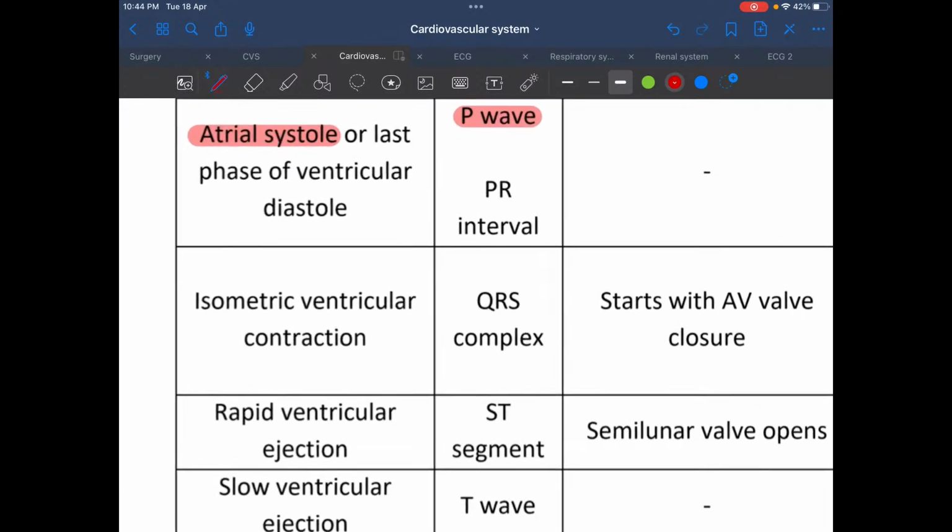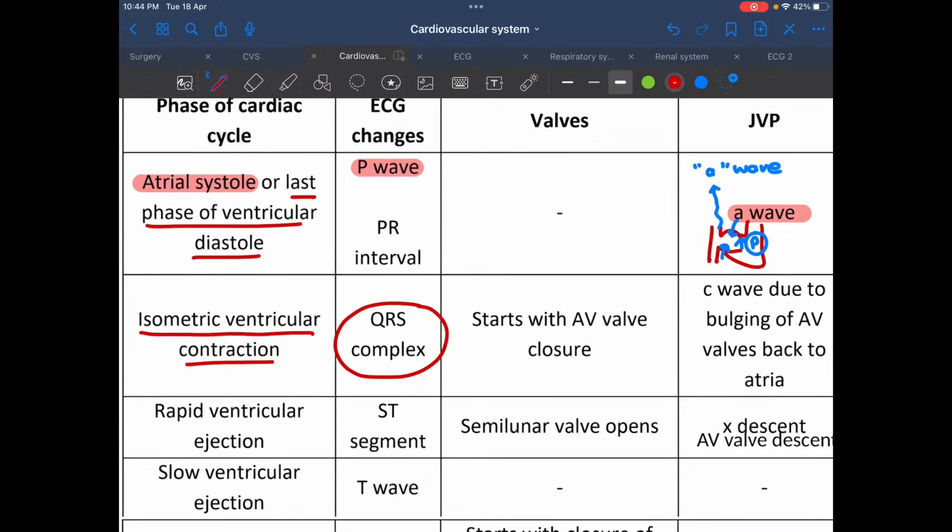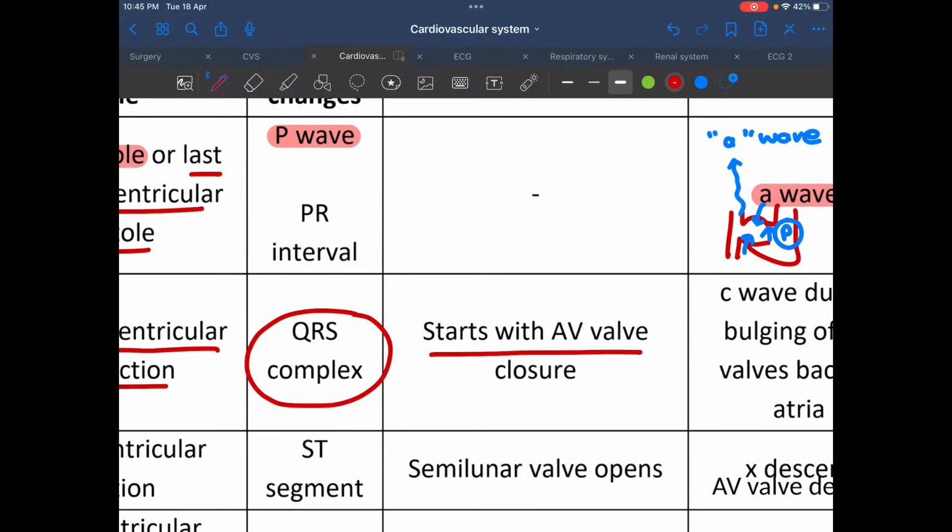All right. What about then after the atrial systole? That is the last phase of ventricular diastole. I'm going to begin your contraction. That's a systole, ventricular systole. The first phase is the isovolumetric ventricular contraction. Okay? What will it amount to be? QRS complex. Okay? QRS complex. Now what is going to start with? Obviously it's going to start with your AV valve closure. And what do I see? I see an S1.